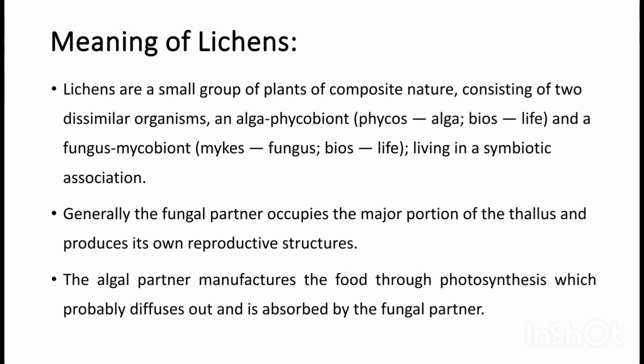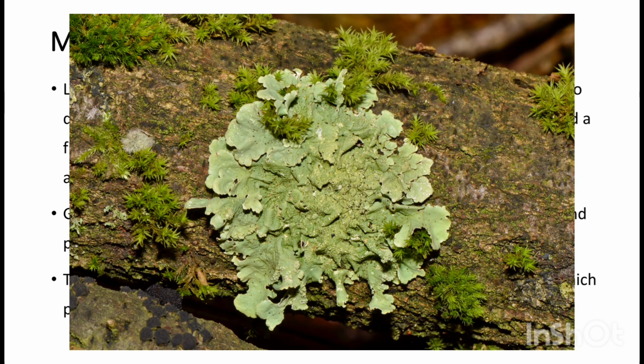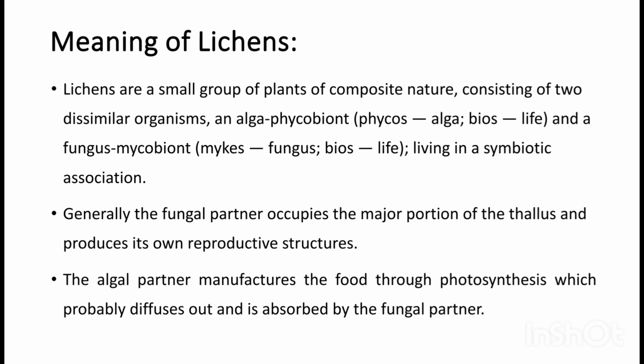So lichen, where the algae and fungi are present, forming a symbiotic association between them. The algal partner in that association is called phycobiont and the fungal partner is called mycobiont, and they form symbiotic association. What is symbiotic association? Algae help fungi in some ways, and fungi also do something for algae. That is called the symbiotic association. So they provide benefit to each other.